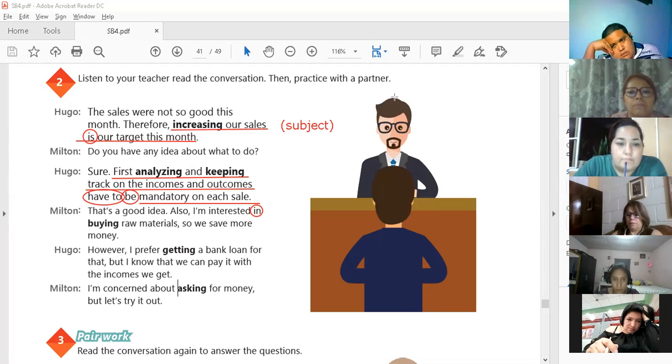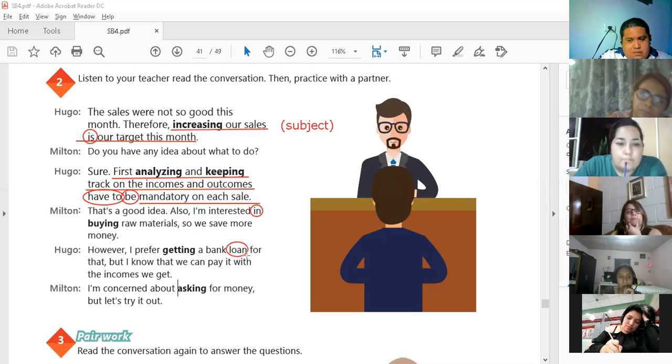However, sin embargo, yo prefiero conseguir un préstamo bancario para eso. Entonces tenemos, but I know that we can pay it with the incomes we get. Pero sé que podemos pagarlo con los ingresos que obtenemos. Sin embargo, yo prefiero obtener, no es obteniendo. Yo prefiero obtener un loan, un préstamo bancario para eso. Pero sé que podemos pagarlo con los ingresos que tengamos.